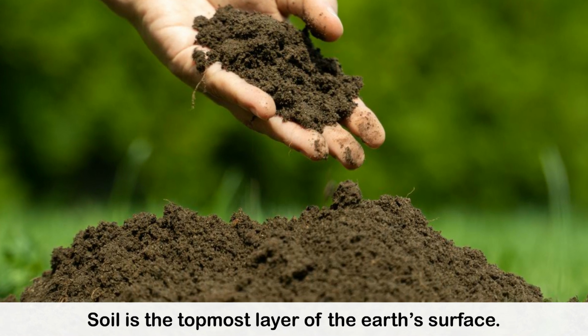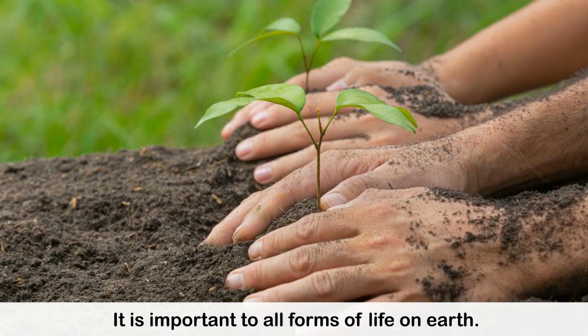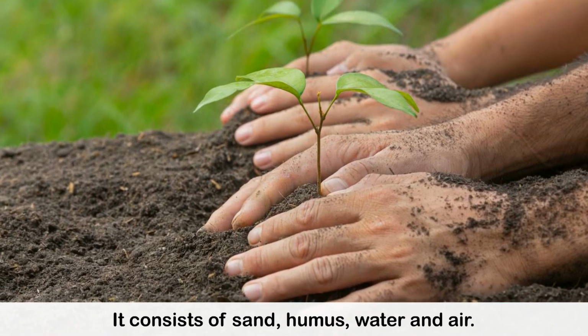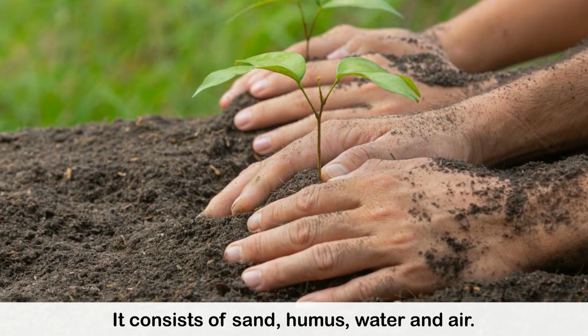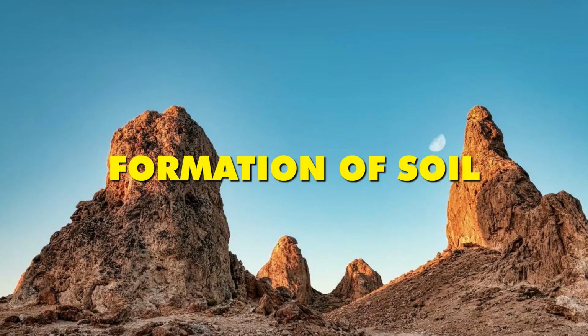Soil is the topmost layer of the earth's surface. It is important to all forms of life on earth. It consists of sand, humus, water and air. Formation of soil.